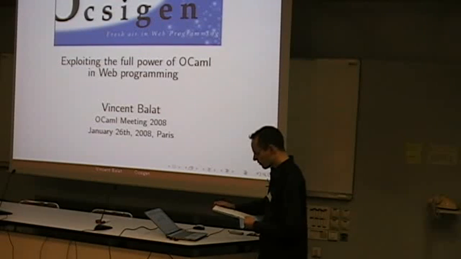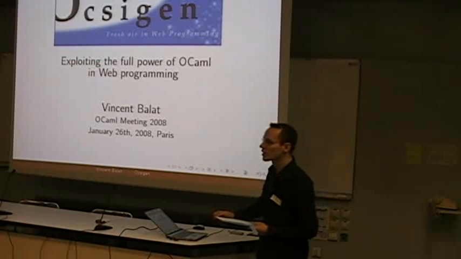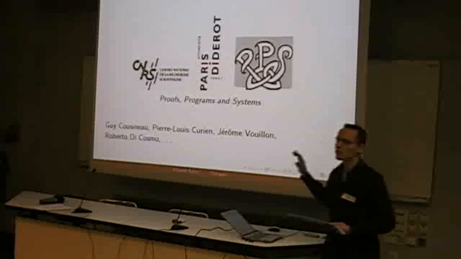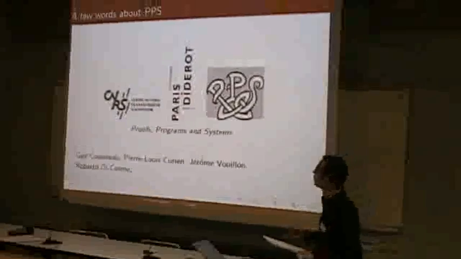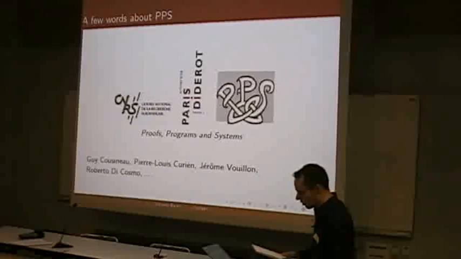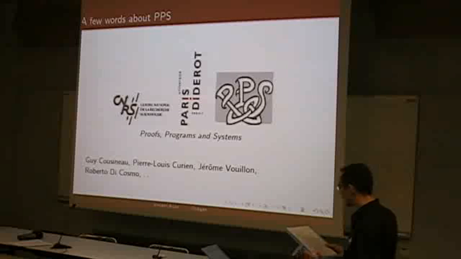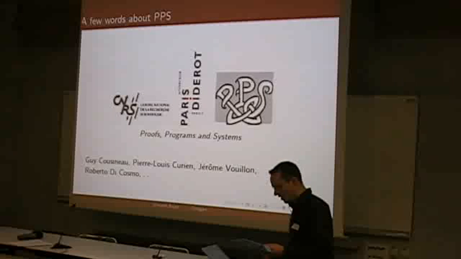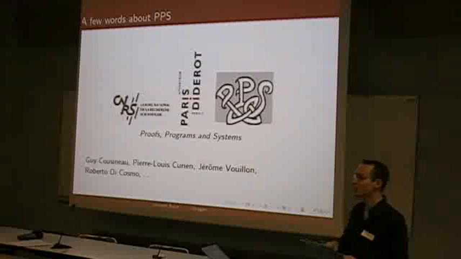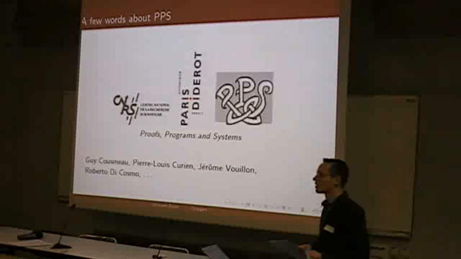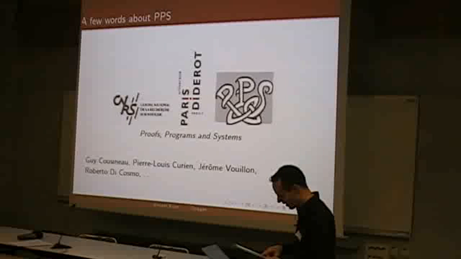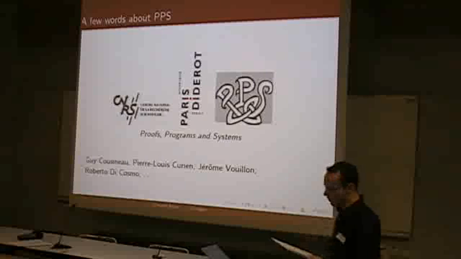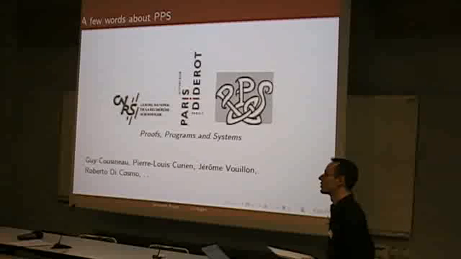OCsigen is written in Objective Caml and is a research project of the PPS laboratory. I just want to say a few words about PPS. For those who don't know it, I think it's an important place for the OCaml language. In the list of participants in today's meeting, I counted, I think, 11 people from PPS. And among PPS members, there are very important people from the OCaml community.